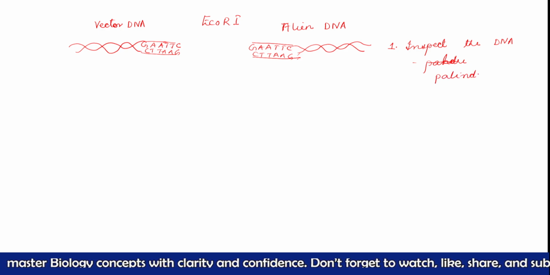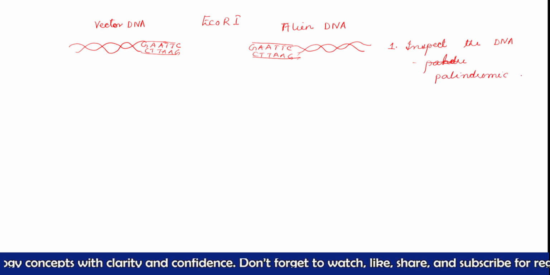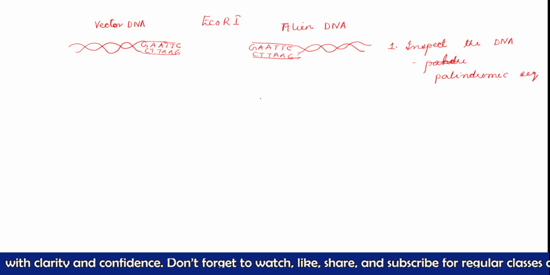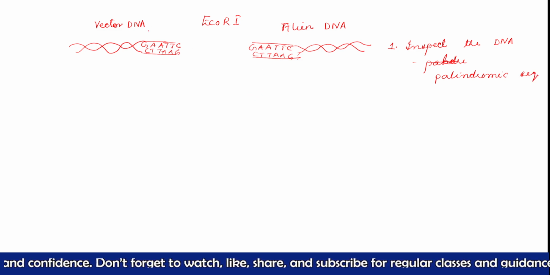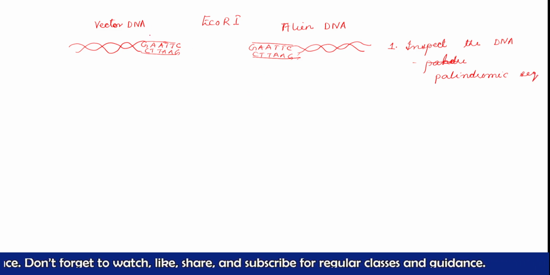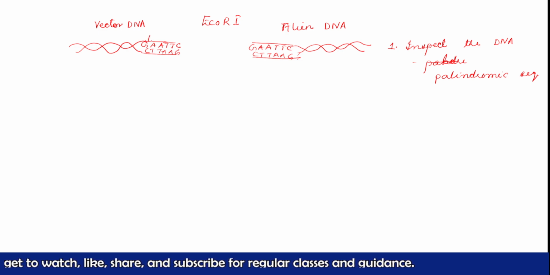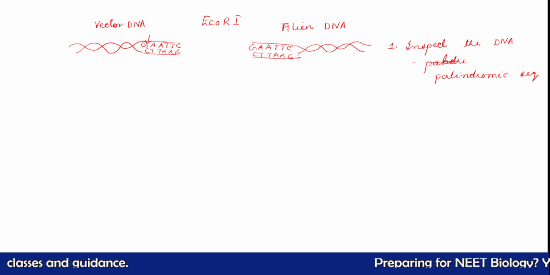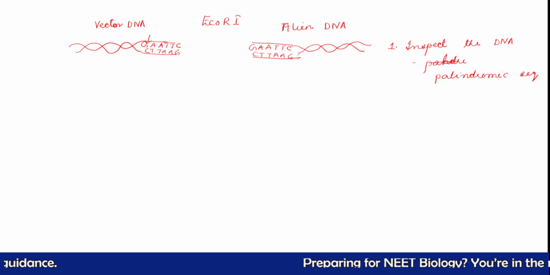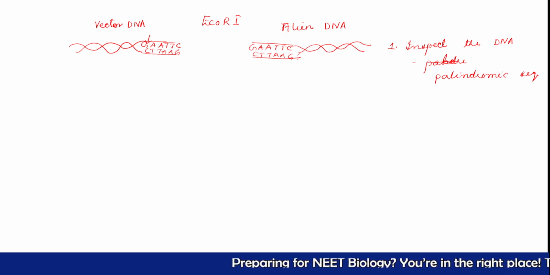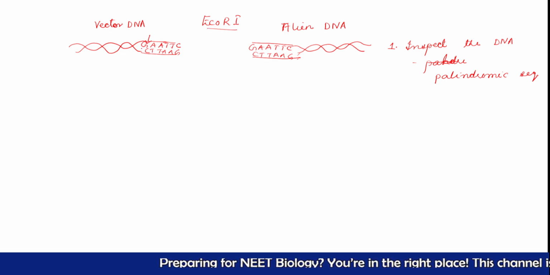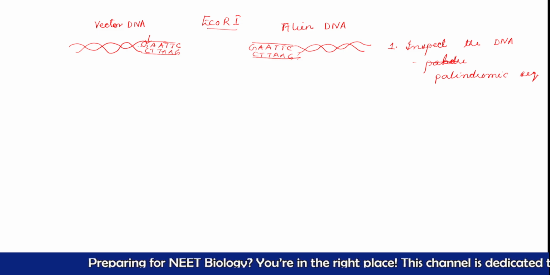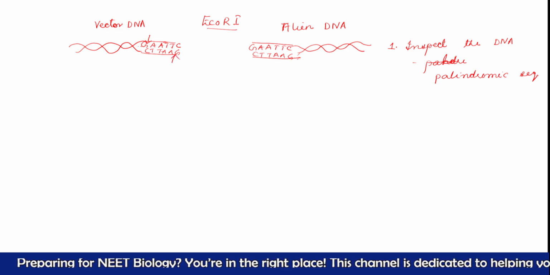Palindromic sequence they will recognize. After that, they'll cut the specific sugar phosphate bond between the guanine and adenine. So in the sugar phosphate backbone, there are phosphodiester bonds that will be cut by the restriction enzyme EcoR1, specifically in between the guanine and adenine. Here also between the guanine and adenine.